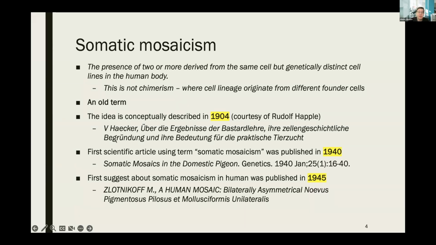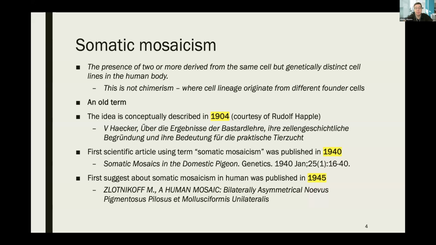That's important to understand. In fact, this is an old term. The idea that different cells within one body can have mutations was expressed in 1904. The term somatic mosaicism was first used in 1940 for pigeons. And the first mention of somatic mosaicism in humans, specifically in this context, was in 1945. But recently, there is a huge interest in somatic mosaicism because with the development of technologies, we understand that it is actually widespread and present in all of us, and actually in every single cell of us.